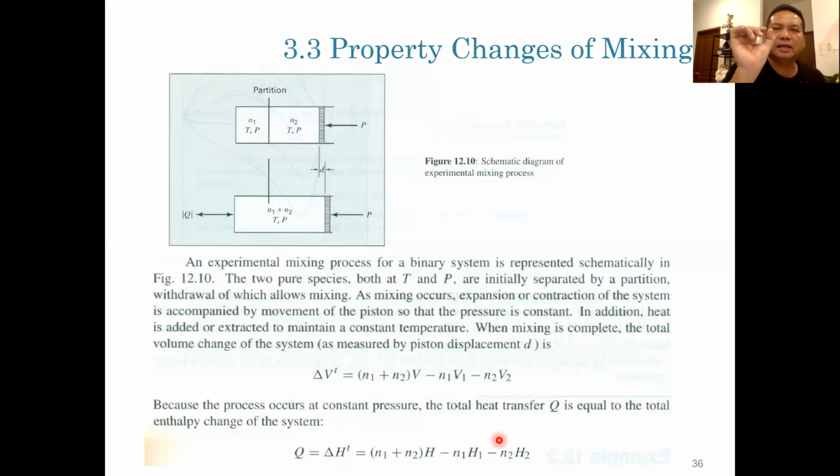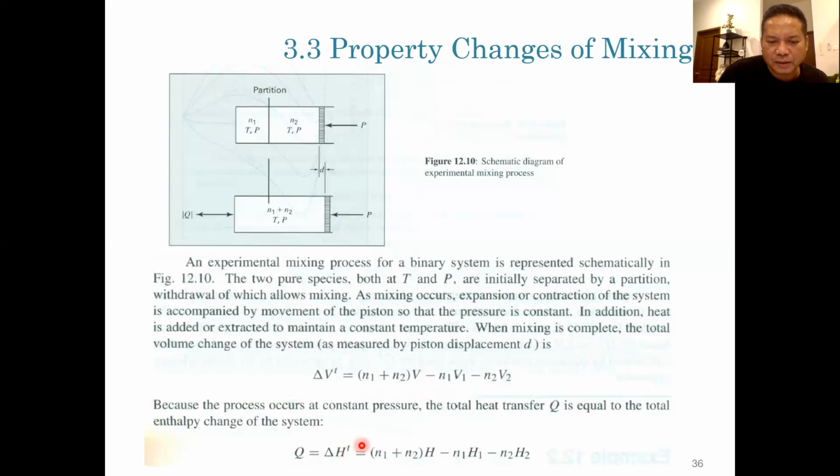But let's say the system has fixed volume, so no work is done. Then there will be only Q equal to U. So Q equal to H, where H is U plus PV. When volume changes, you use enthalpy, U plus PV. But if there is no volume change, then delta V equal to 0, so it's only U. Remember that. So Q equal to delta H total.